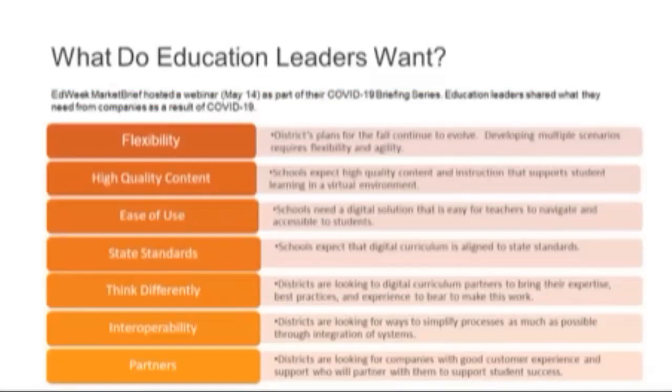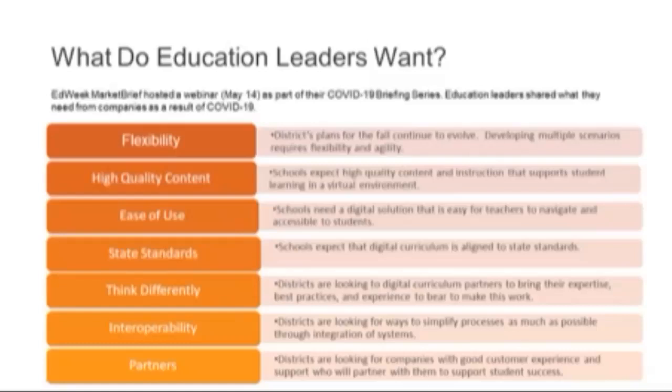Many of these we've talked about already: flexibility, high quality content, integration, ease of use, and so forth. But I want to highlight two in particular. The first is think differently. These educational leaders indicated that they're looking for digital curriculum providers to bring their expertise, their promising practices, and their experience to bear to help them make this work.